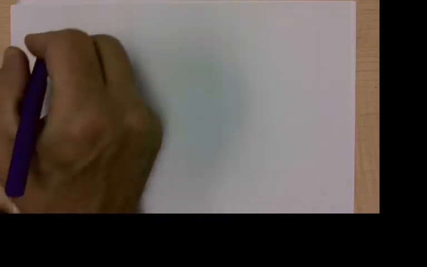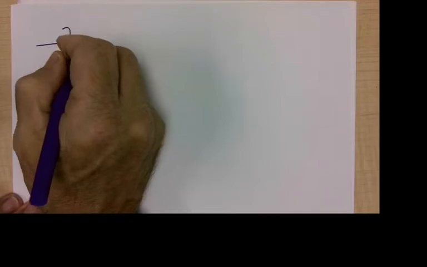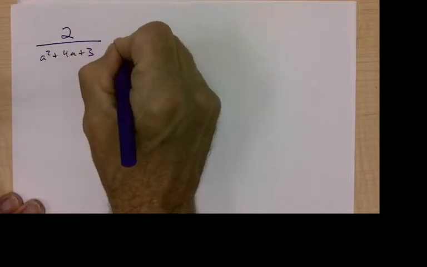We're going to add two algebraic fractions: 2 over a squared plus 4a plus 3, plus 1 over a plus 3.